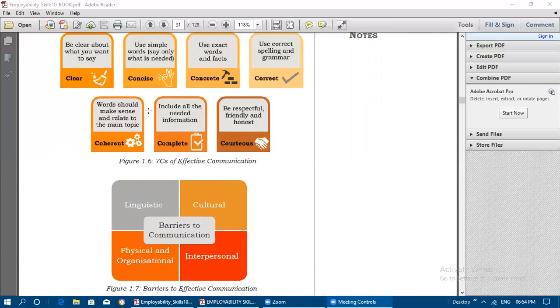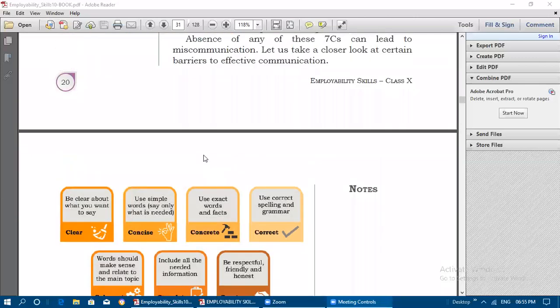So everything combined together, even in these 7 C's, if you miss anything, it will lead to ineffective communication. It will not be effective. It will be a barrier or miscommunication. It will lead to miscommunication.